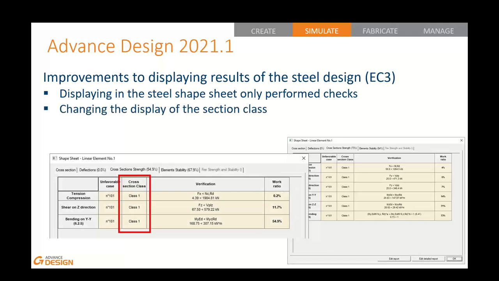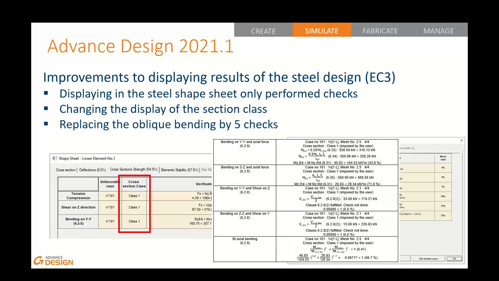The cross-section class is now displayed for each check separately. So the section class is determined at the point where the check was done. For this, a new column is added to the sheet. So now it's much easier to check results, maybe not for section class one, but for class four, for example, even if we have a beam with variable height. The section class is from that section where the check was done.